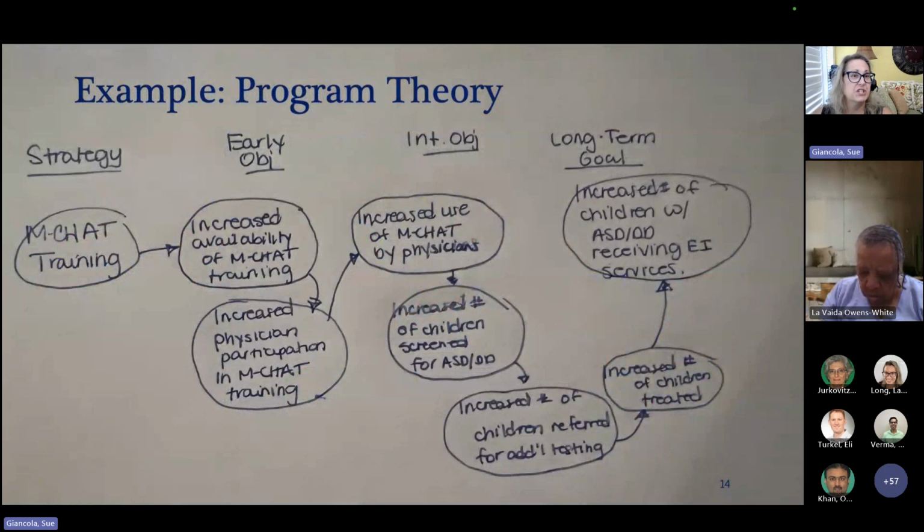So here's just sketched out an example of that program theory. Again, this is a simplified example where you have one strategy and one long-term goal, and just sketching it out on paper where, you know, the strategy leads to an early objective, which leads to intermediate objectives, which leads to long-term goals. And then I put my models into Lucidchart, and it looks more professional, and I will show you more about Lucidchart.